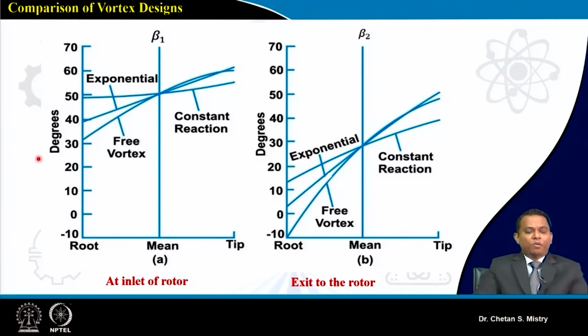Now here, this is what we were discussing in terms of change of angle at the entry of my rotor and at the exit of my rotor. Here, we have compared these three cases: free vortex, constant reaction design, and exponential design. If you look carefully, when you opt for a constant reaction design, that gives me a lower variation of delta beta, and you will have a highly twisted blade with the free vortex design configuration.